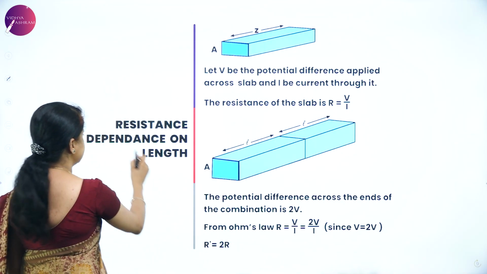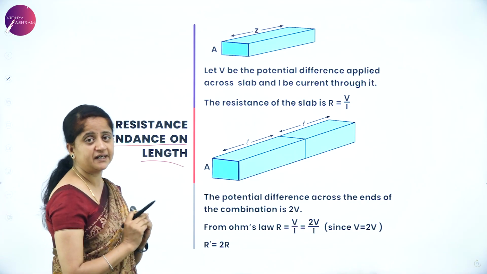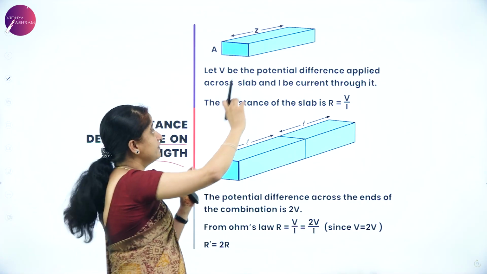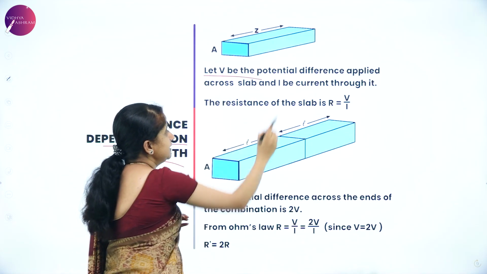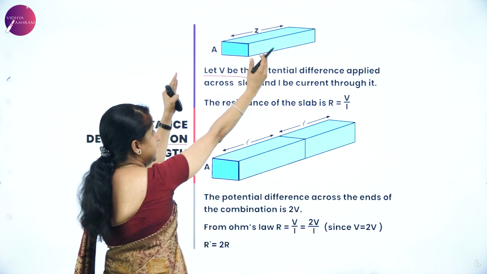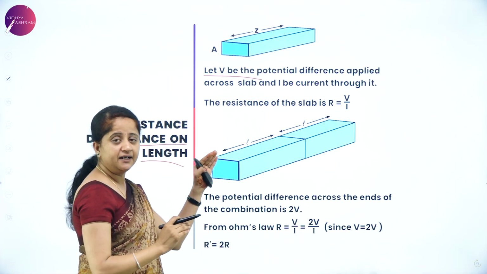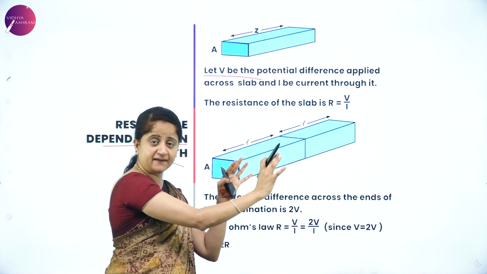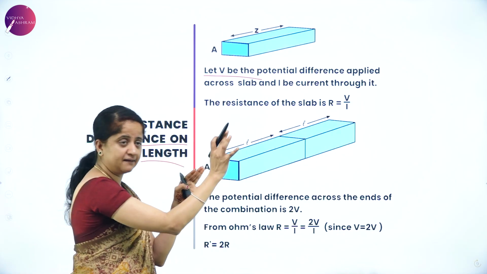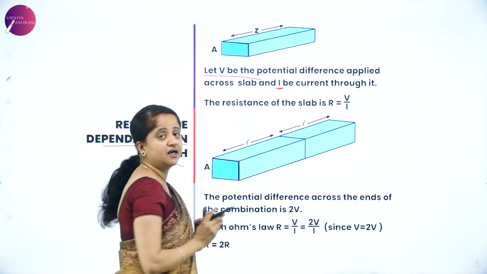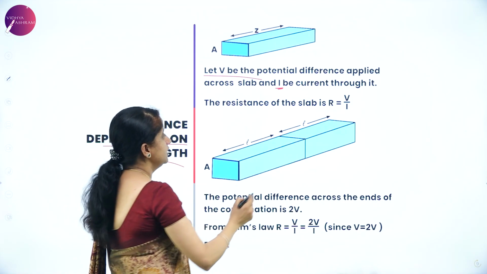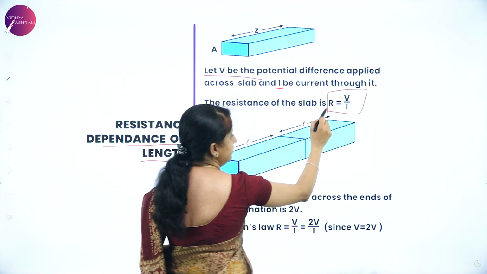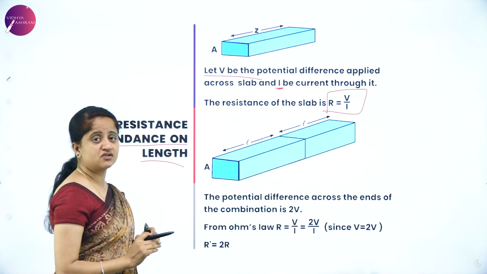How does this resistance depend on the length of a conductor? Let us now understand. So, I have considered a conductor of length L. Here V is the potential difference applied across the slab, and the flow of charges is there in the conductor, which means it constitutes an electric current. So, I is the current through the conductor. Now, what is resistance according to Ohm's law? It is given by R is equal to V by I. So, this is the resistance of the slab.